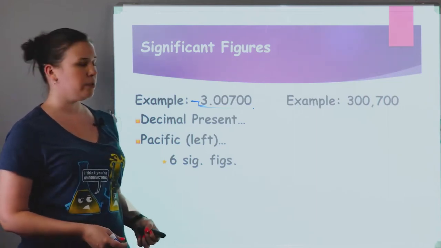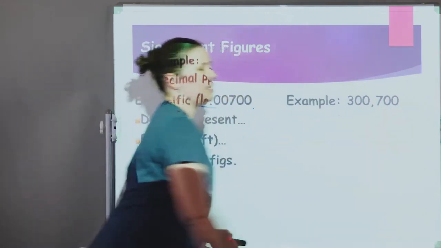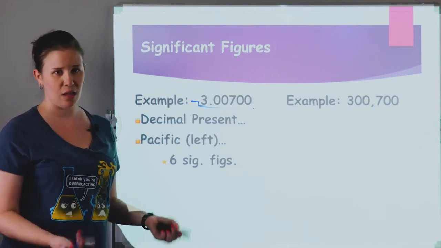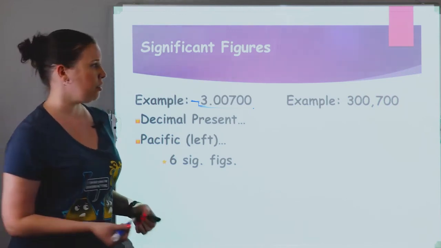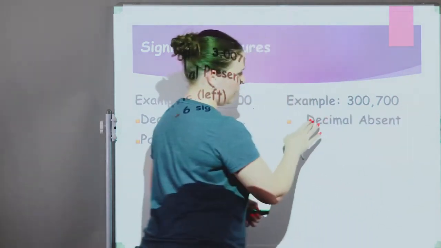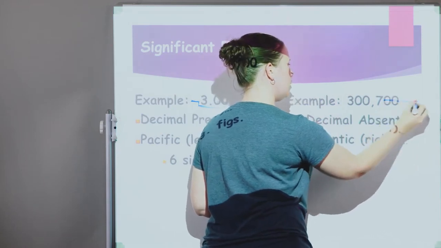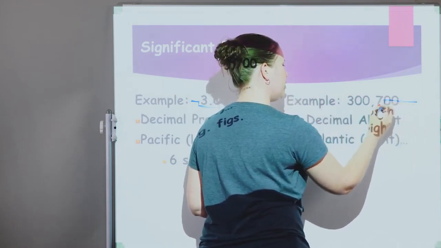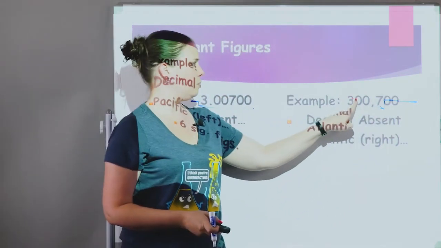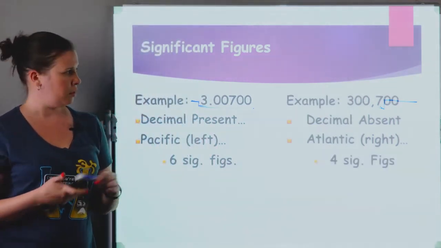Now let's look at a number where the decimal is absent. I don't see the decimal. Yes, I understand it's at the end, but it's an implied placement. The decimal is absent. It is not physically written. So that means I'm going to start counting from the right-hand side. Because decimal absent means we're coming from the Atlantic, which would be on the right. And so the first non-zero number that I actually reach this time would be the 7. And then I would count all of the numbers past that. So that's just 1, 2, 3, 4 digits, or 4 significant figures.